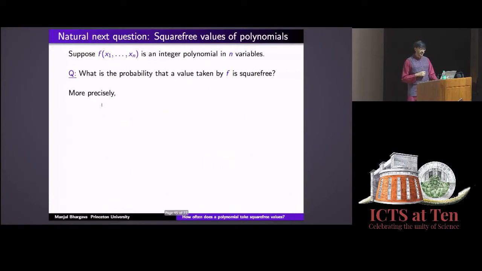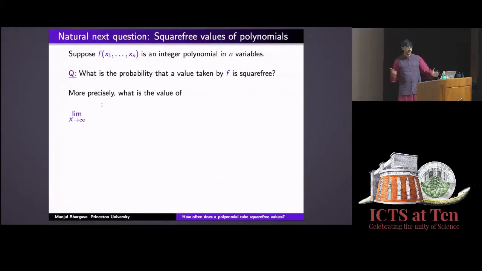And so again, you can make that precise in the same way. We're going to take x1 through xn. We're going to plug in values in a big box in n-dimensional space. And we're going to look at the proportion of values in that big box that are square-free. And then we'll let the size of that box go to infinity. And we'll ask, does that approach a limit? And if it does, we'll say that's the probability that a value of f is square-free.